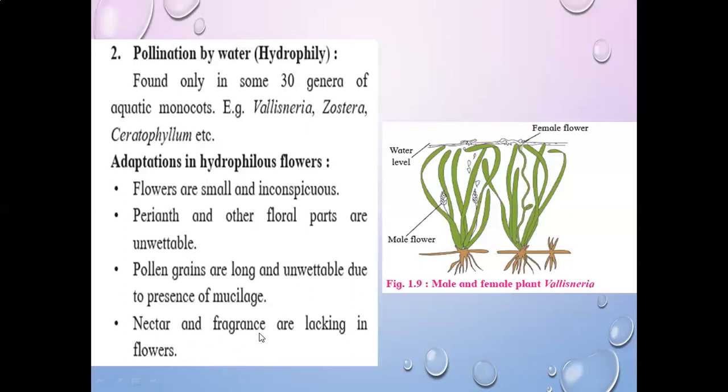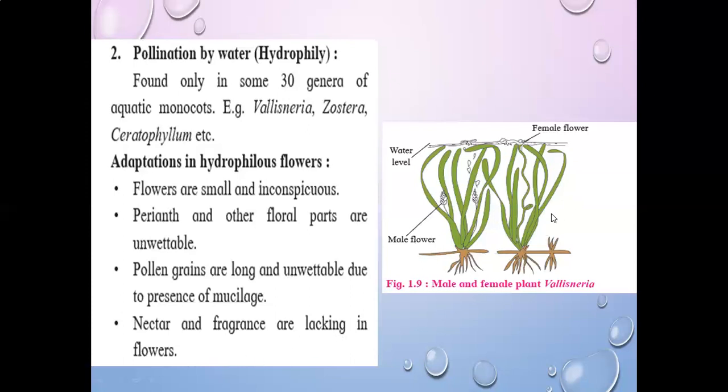Nectar and fragrance are produced in the plant when it attracts insects, butterflies or birds for pollination. At that time nectar is needed, or fragrance is necessary. But here the pollination is taking place by the agency of water, hence there is no need to produce nectar and fragrance. Hence nectar and fragrance are lacking, means they are absent in this type of flowers.